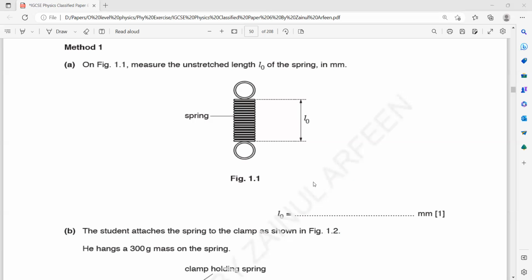You just have to place your ruler or scale and measure the length of this unstretched spring. So 1.7 centimeter. Don't forget to check the units that are given. If the units are not given, you can write in centimeter. If you are getting 1.7 centimeter, you have to convert it into millimeter, so it will be 17 millimeter. And as I mentioned, the marking scheme answer will be different from your answer.